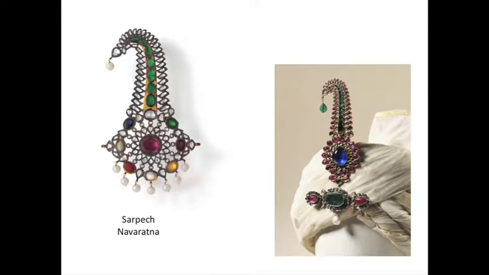So the Navaratna can be placed in either a circular or a square configuration, or it can be placed linearly on a necklace. And in that case, the ruby would be in the central position, and then it would be flanked on either side by 4 gems, for a total of 9.